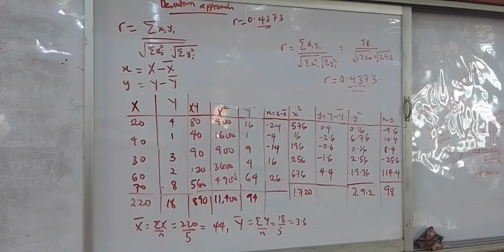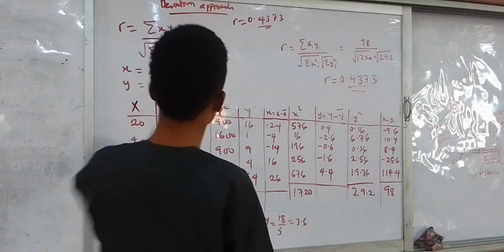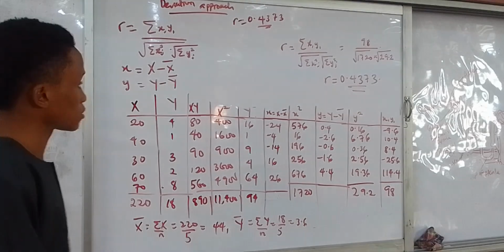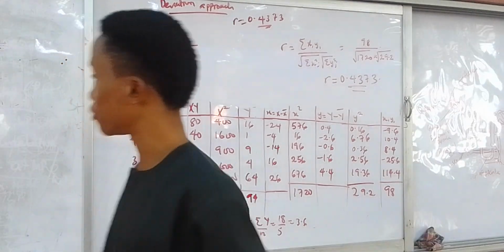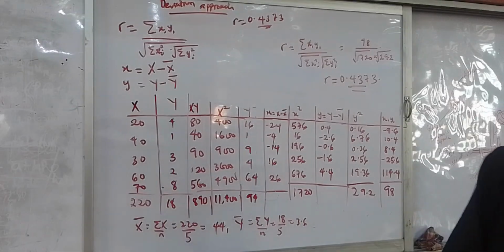From what you saw the other time, we obtained the simple correlation coefficient between variable x and y, whereby we used the derivation approach. We still have the same answer. But now, the next one that we'll be moving on to is the partial correlation coefficient.